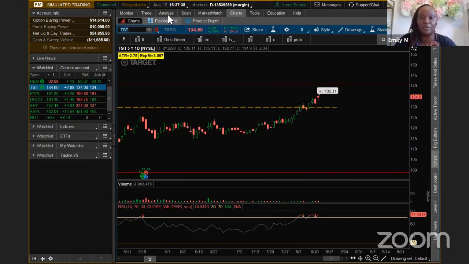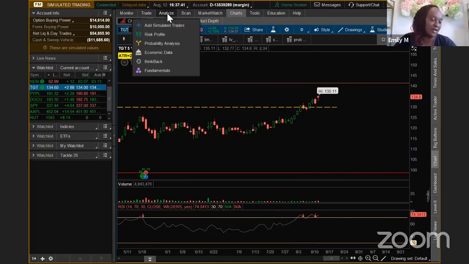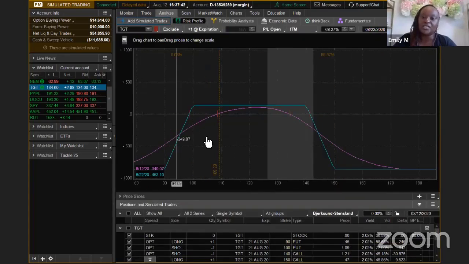So now look at the visual and look at the picture of Target. So here's the iron condor. It was profitable inside the 130 price point. It broke above the 130 and now here we are. It's slightly at a negative. I'm down about $14, call it $15.